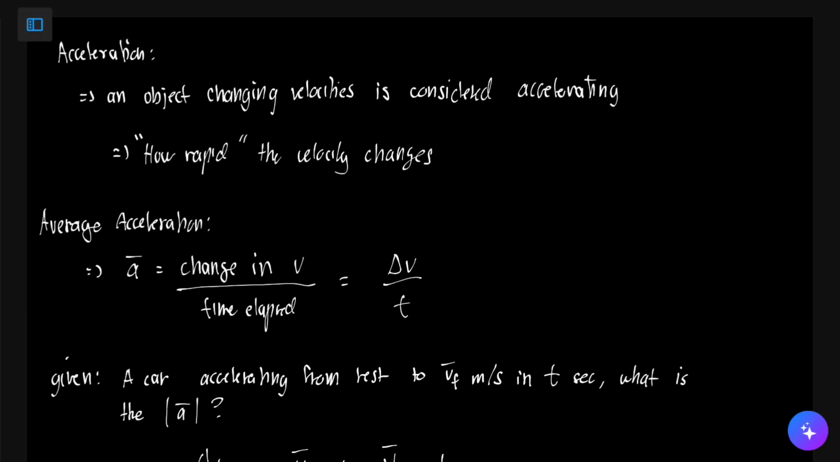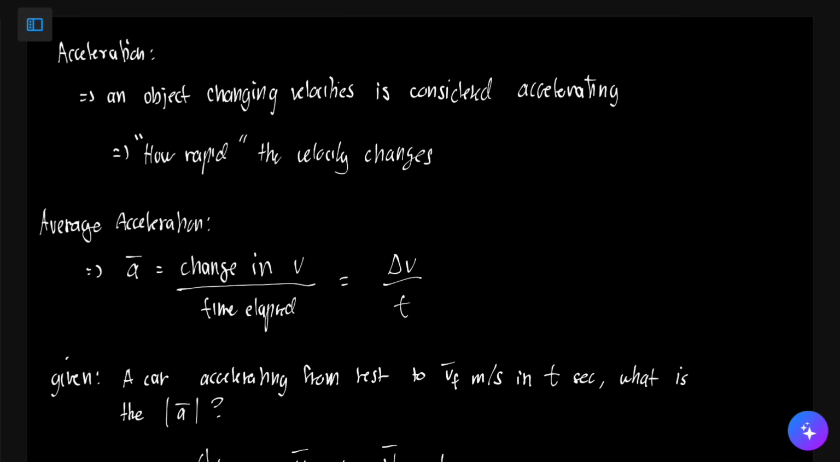So whenever you try to slow down, to speed up, or stop, you are considered to be accelerating. In everyday life, you think about accelerating as speeding up. But in physics, your acceleration is defined as just the change in your velocity. So it doesn't matter if you slow down, speed up, or stop, you are considered to be accelerating. It is usually how rapid the velocity changes.